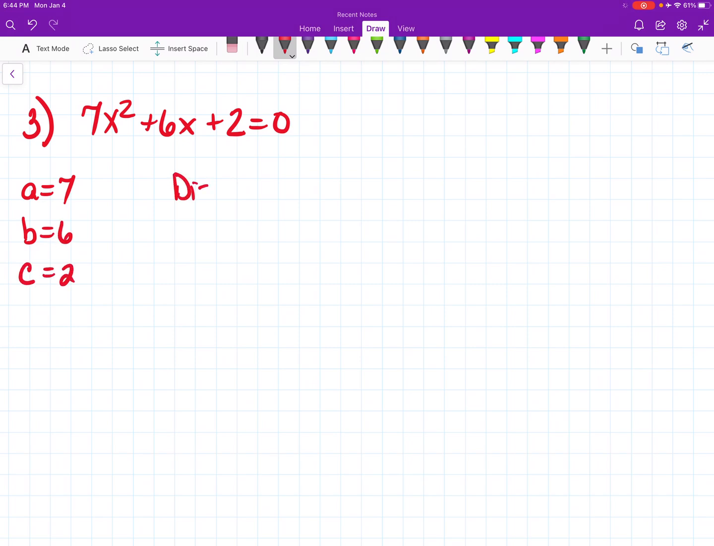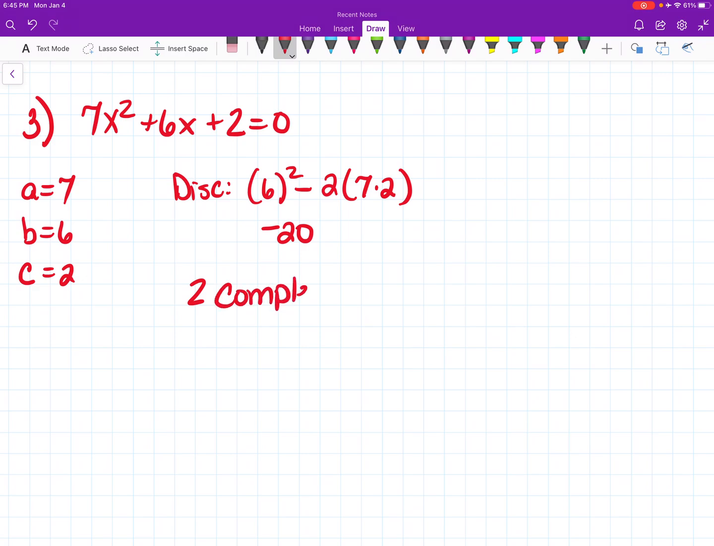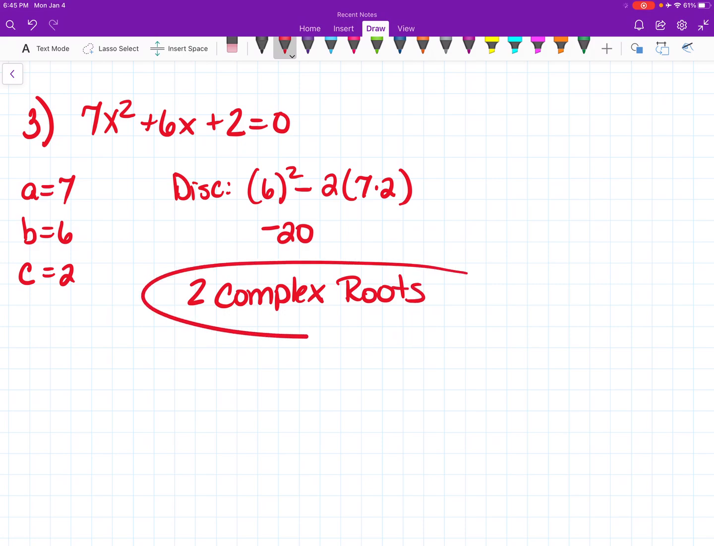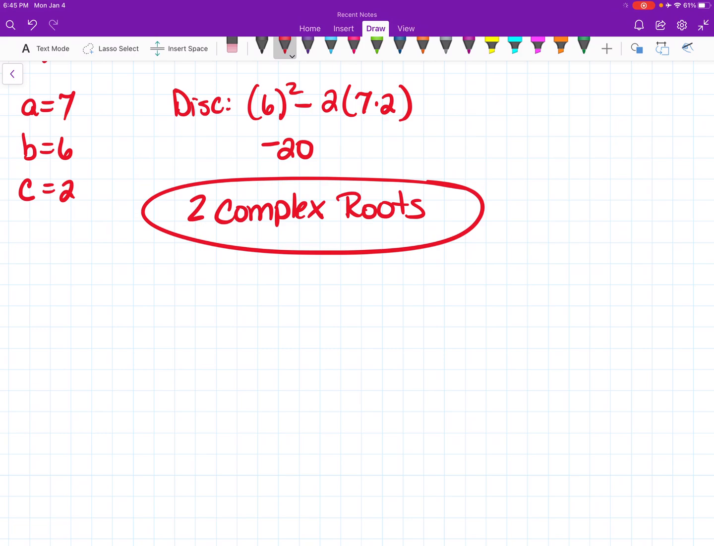Let's do the discriminant. B squared minus 4AC. And that's going to be negative 20. Now I go back to my table and I see if my discriminant is negative, I'm going to have two complex roots. I'm going to have imaginary answers here. Okay? Let's finish out our quadratic formula.